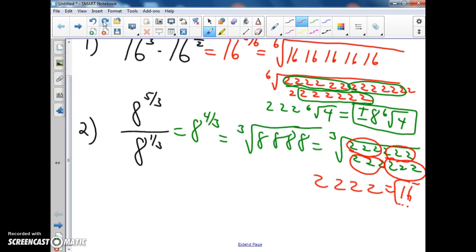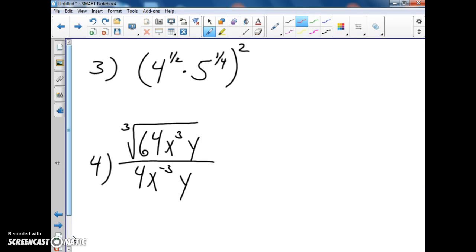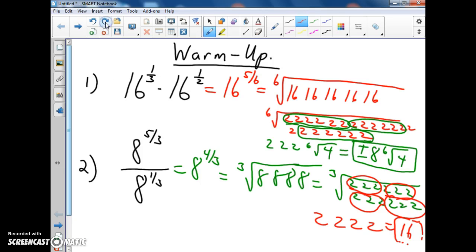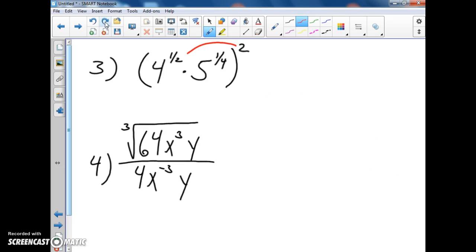There you go. All right, now number 3, what is it you do first? Distribute the 2. Good, you distribute. Okay, so what's 2 times 1 half? Hold on, let's start again. What's 2 times 1 half? 1. 4 to the 1 power, right? And what's 2 times 1/4? 1 half. It's 2 fourths, which is 1 half. So you're going to get this. 4, right, to the 1, and then 5 to the 1 half.